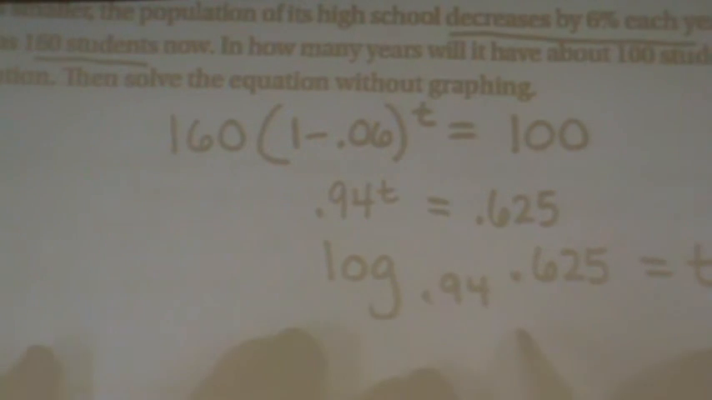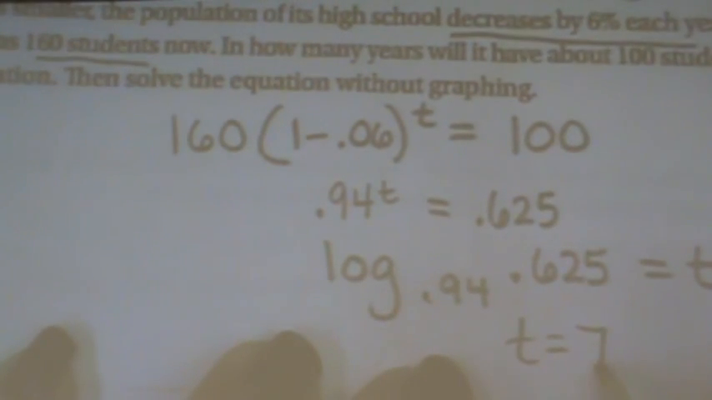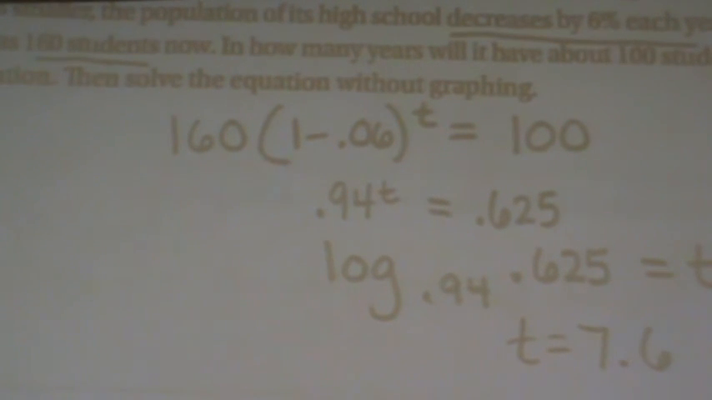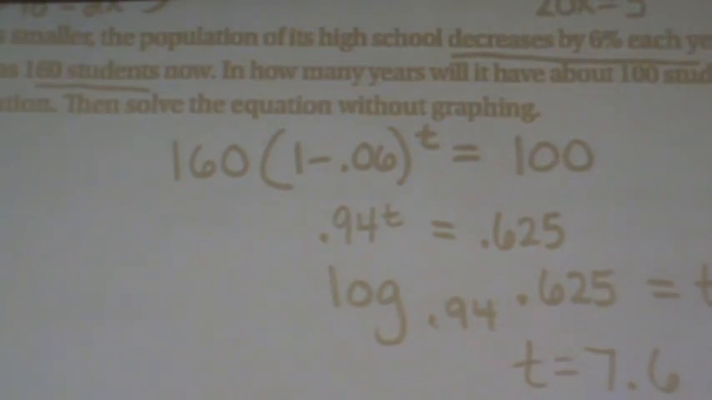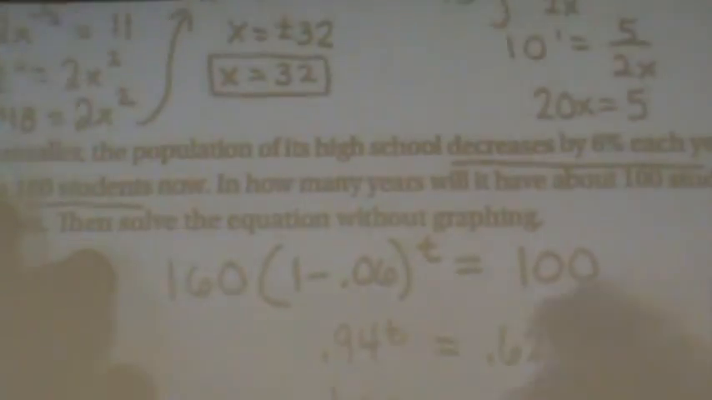What'd you get? 7.6. I'm gonna say 7.6 years. So in about 7.6 years, our population is gonna go to 100 students. You get this? Everyone got this done? Okay.